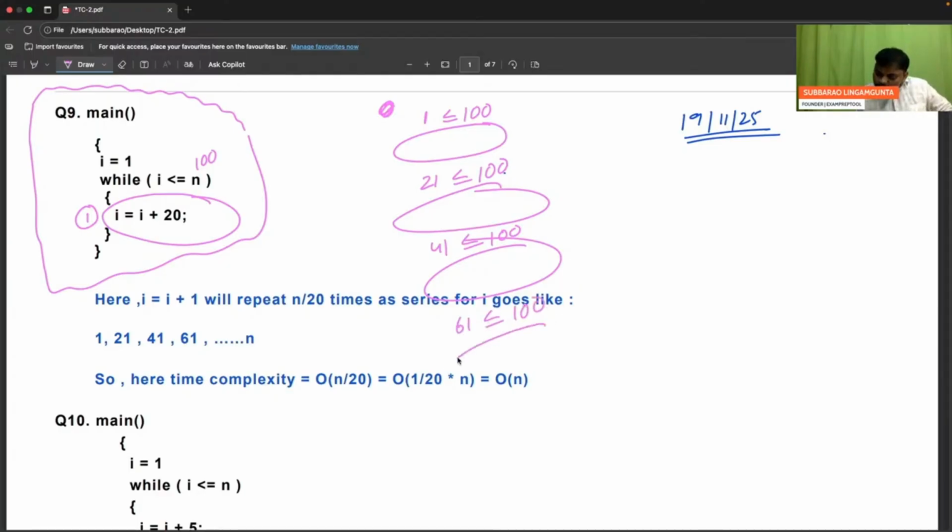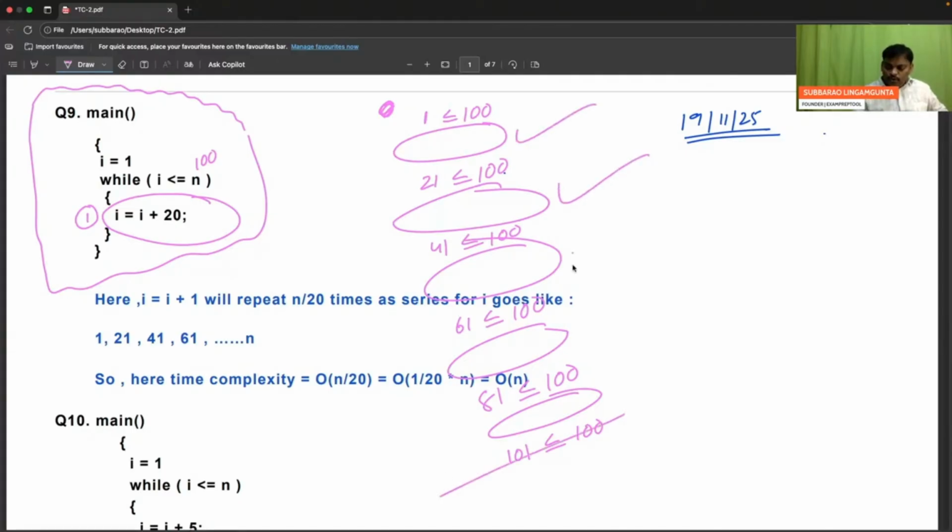Next, 61 plus 20 is 81, which is less than or equal to 100. You are incrementing every time by 20. One person always does plus 1, plus 1, plus 1, and will do more iterations. But this person is always plus 20. Let's see what happened. Next, 81 plus 20 is 101, less than or equal to 100? This failed. So you are able to go inside the loop only 5 times.